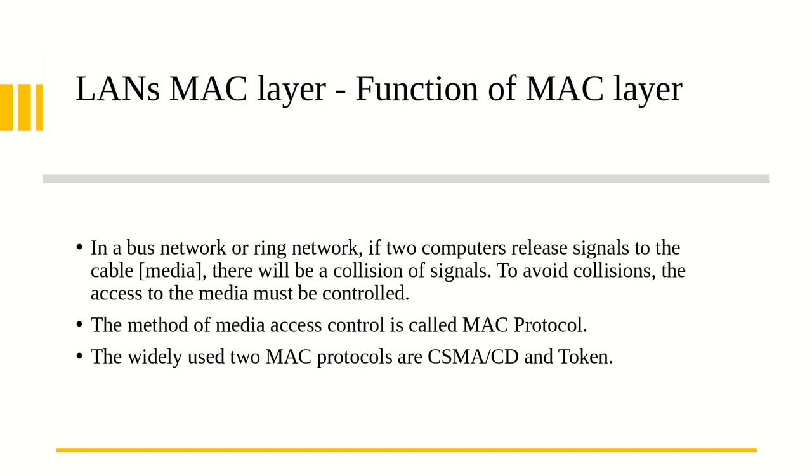In a bus network or a ring network, if two computers release a signal to a cable, a transmission medium, there will be a collision of signals. To avoid this collision, the access to the media must be controlled. The media access control method is called the MAC protocol. The two widely used MAC protocols are CSMA/CD and the token.